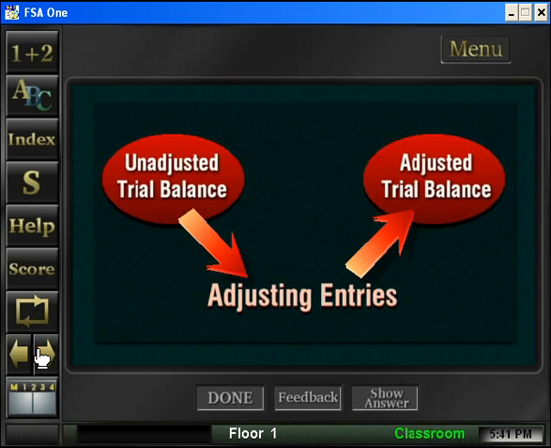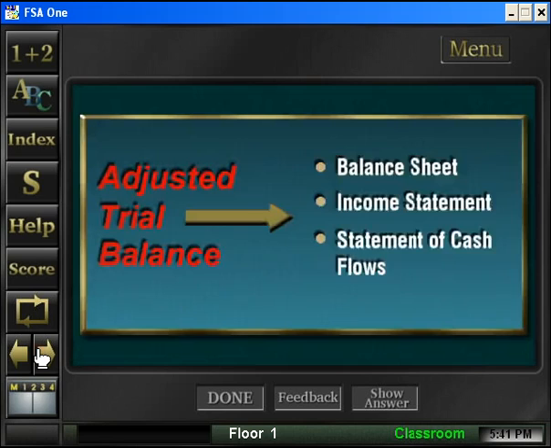The unadjusted trial balance sets the stage for the adjusting process. The adjusting process culminates in the adjusted trial balance. Once the adjusted trial balance is complete, the accountant can transfer the account balances to the appropriate financial statements.